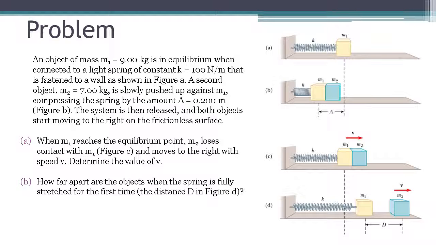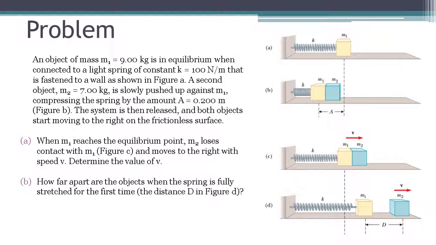So now we have a problem to test our understanding of simple harmonic motion. An object of mass m1 equals 9 kilograms is in equilibrium when connected to a light spring of constant k equals 100 newtons per meter that is fastened to a wall as shown in figure A to the right. A second object of mass m2 equals 7 kilograms is slowly pushed up against m1, compressing the spring by the amount A equals 0.2 meters, as shown in figure B. The system is then released, and both objects start moving to the right on the frictionless surface.